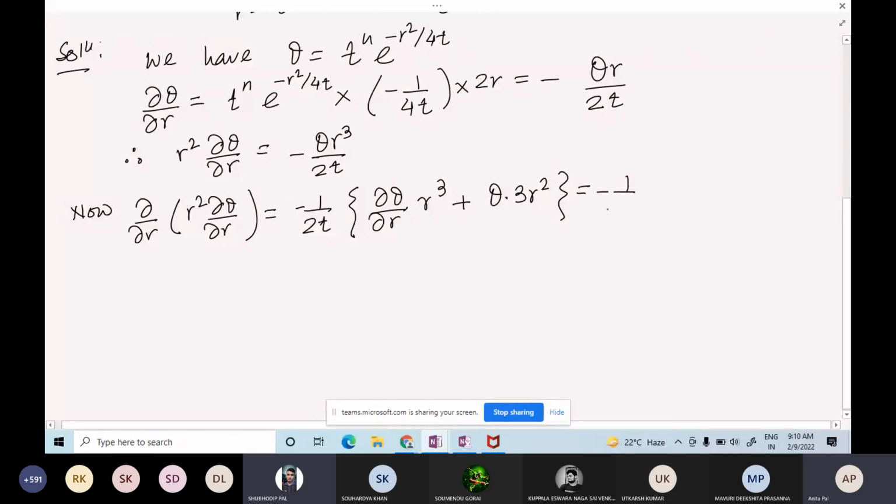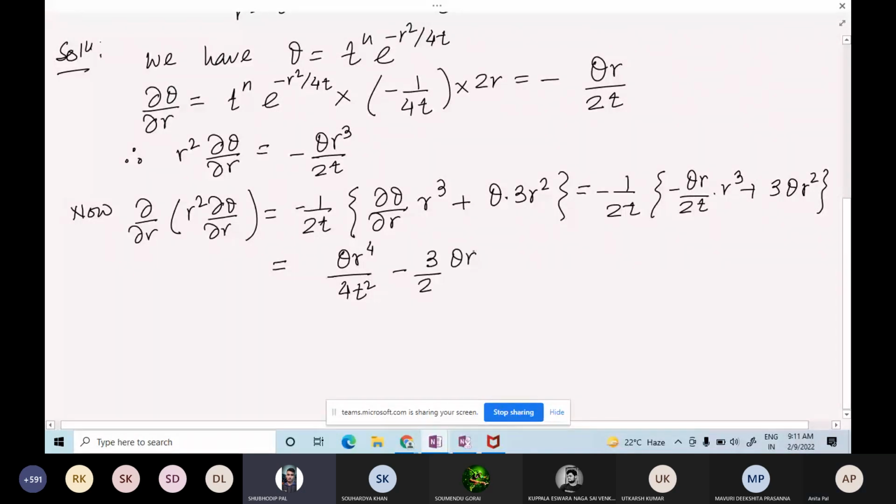Now minus 1 by 2t. Instead of del theta by del r, we can write minus theta r by 2t, which we just obtained, into r cube, plus 3 theta r square. If we simplify, we'll have theta r to the power 4 by 4t square minus 3 by 2 theta r square by t. We'll get this.